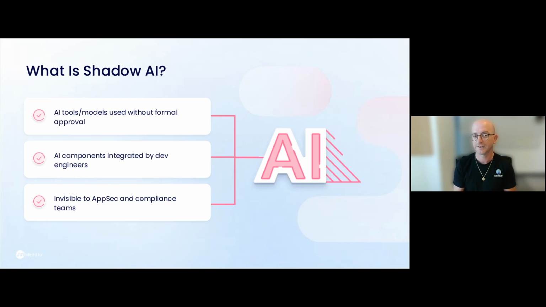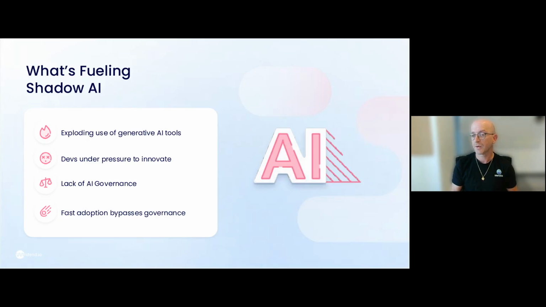On the other hand, is the usage of AI components that are integrated by developer engineers into the product that goes into production. And the fact that they're shadow is based on the invisibility of this usage of tools and capabilities inside the application security and compliance teams and tools. So, in other words, any usage of AI tools and components that are basically invisible to the application security teams.